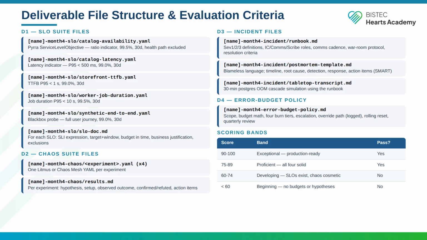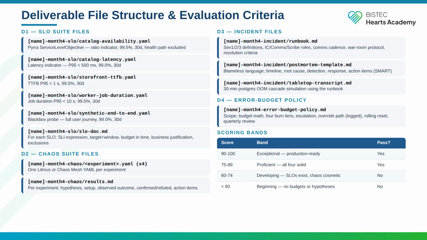For the chaos suite, the results document format per experiment requires hypothesis before the experiment, setup commands, observed outcome with metrics, and action items if the hypothesis was refuted. Prometheus query screenshots should be included. "It seemed fine" is not an observed outcome.